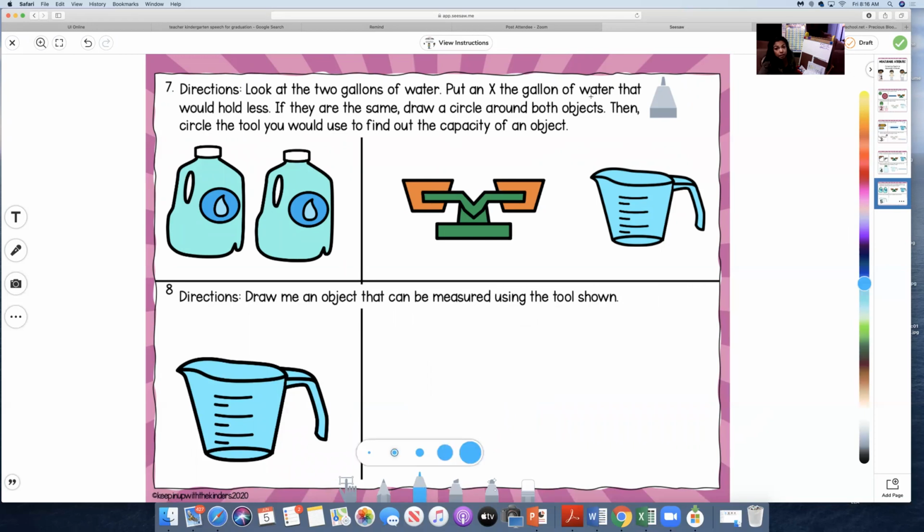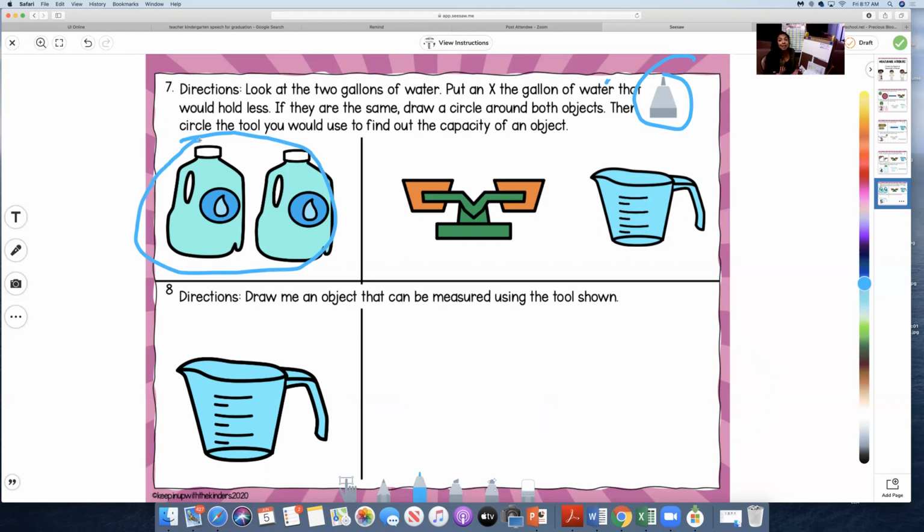So let's grab our pen because it's asking us to grab our pen. Okay. Yes, I'm going to circle both because they're both the same. I can't scratch one out or X one because there's none that would hold the less. They're both the same, so they hold the same. Okay, so now you're going to circle the tool that finds the capacity.